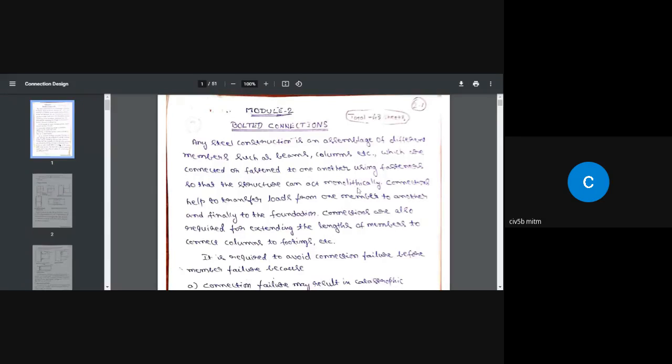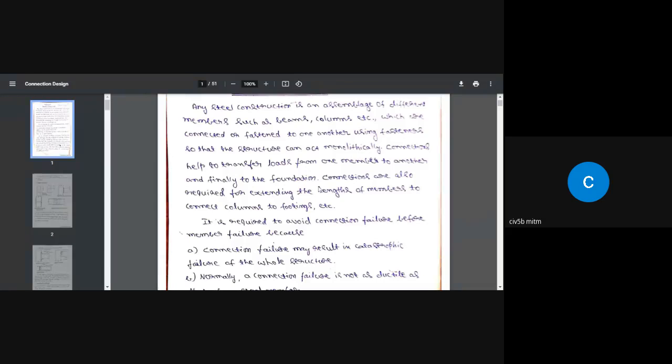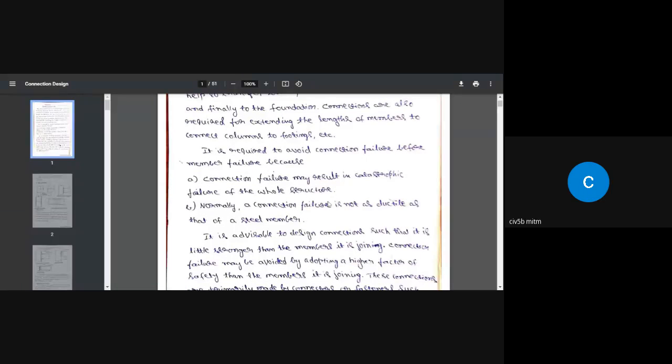So coming back to this, bolted connections. This module has two parts: one is bolted connections and the other is welded connections. In case of RCC, as I explained in the classroom, we don't worry about the connections. We only design structural elements like RCC beams, slabs, columns, footings, etc., individually, and then put them together to make a structure.